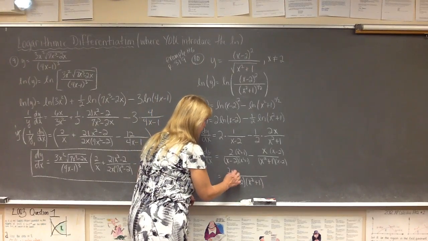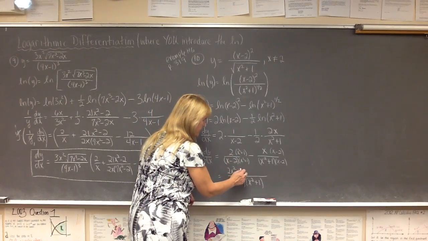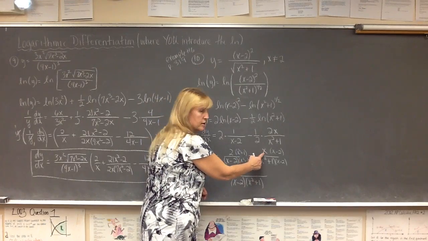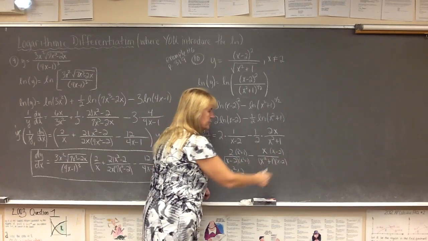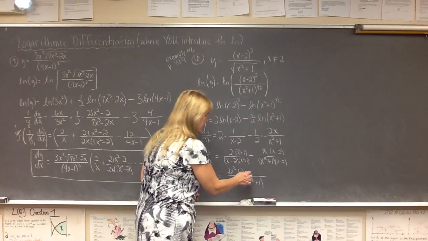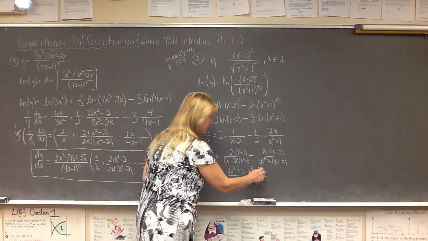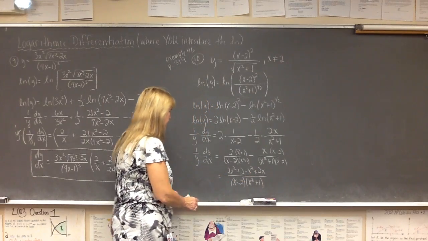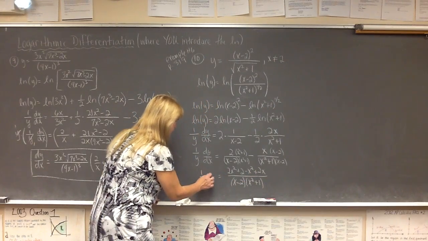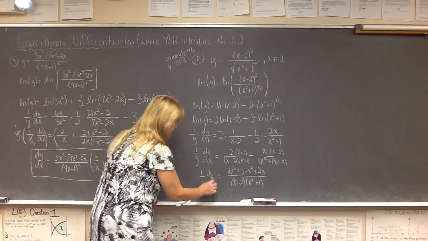This is 2x squared plus 2. This negative is going to go with this x, and both of them get distributed over the x minus 2. So I end up with a negative x squared, and now plus 2x. And this is still 1 over y dy dx.